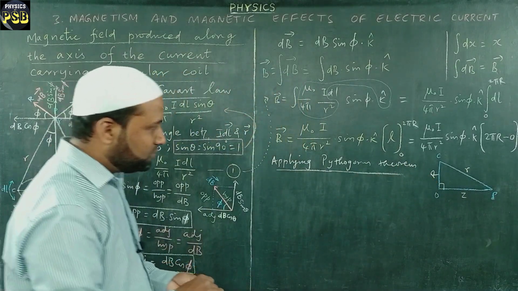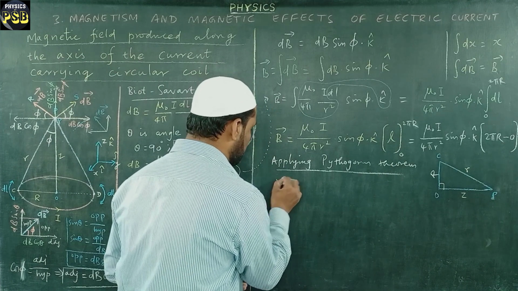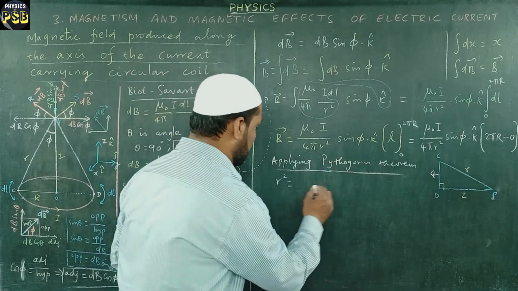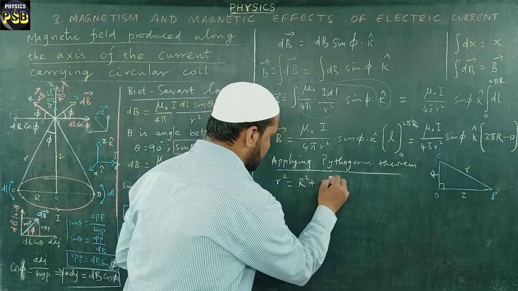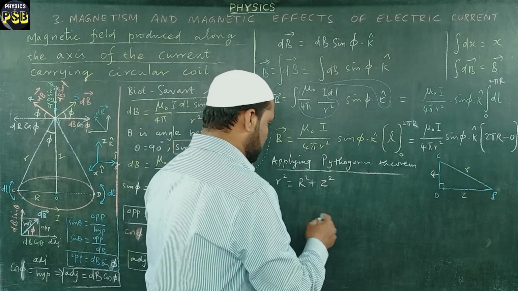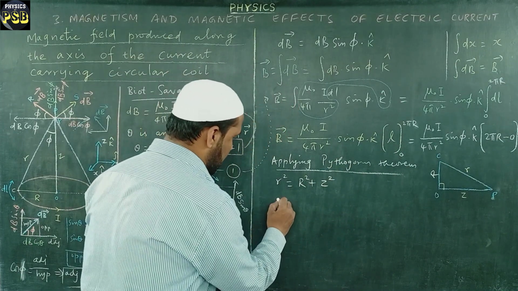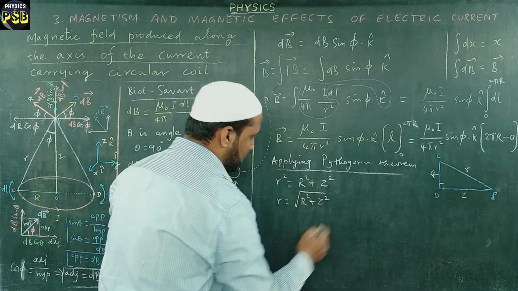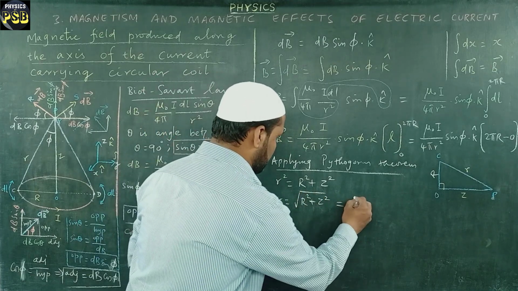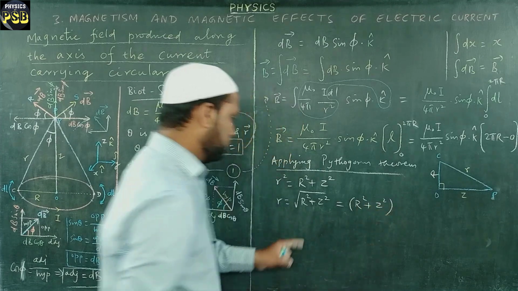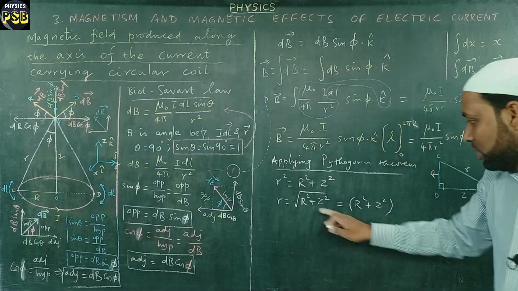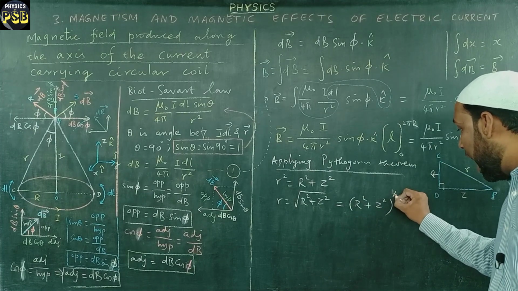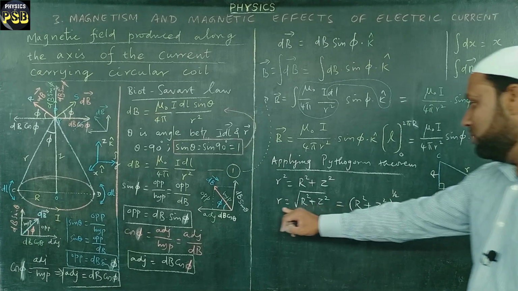Pythagoras theorem. What does it say? It says that small r square is equal to the sum of squares of the remaining sides of the triangle, this R square plus z square. This is the value of r square. From this, r is found to be equal to root of R square plus z square. This root can be represented as R square plus z square power half. Clear? This is the value of r.